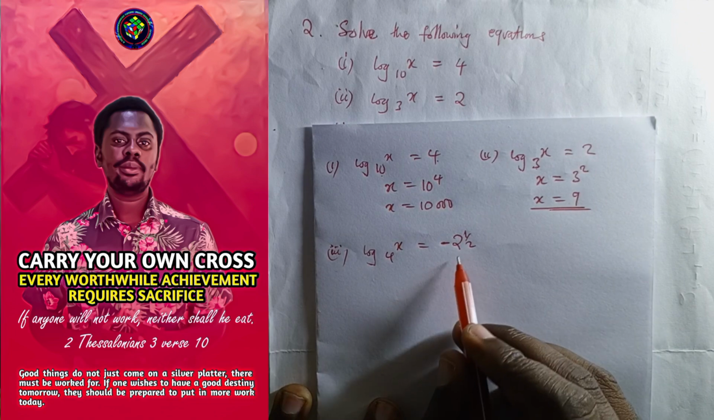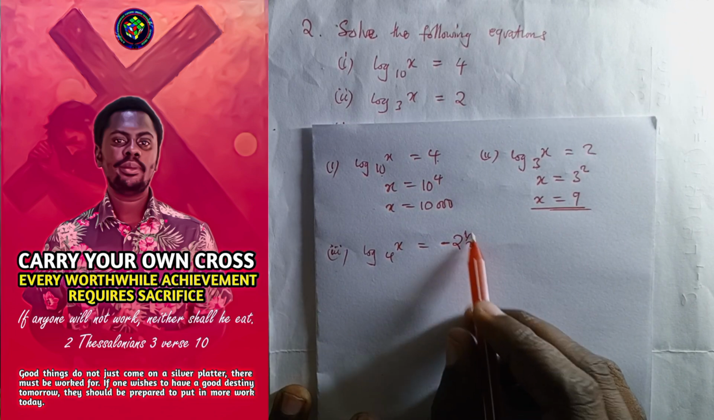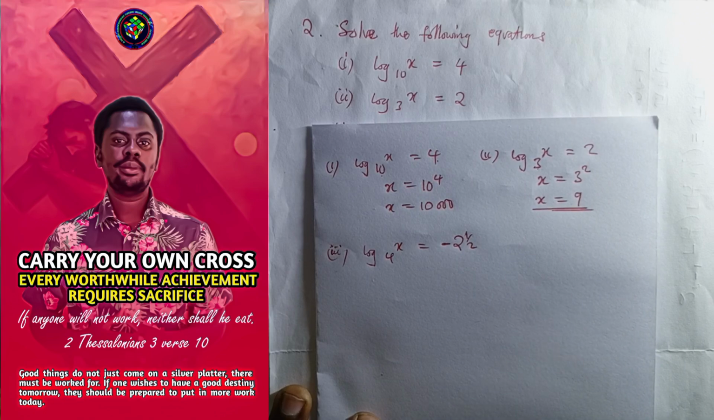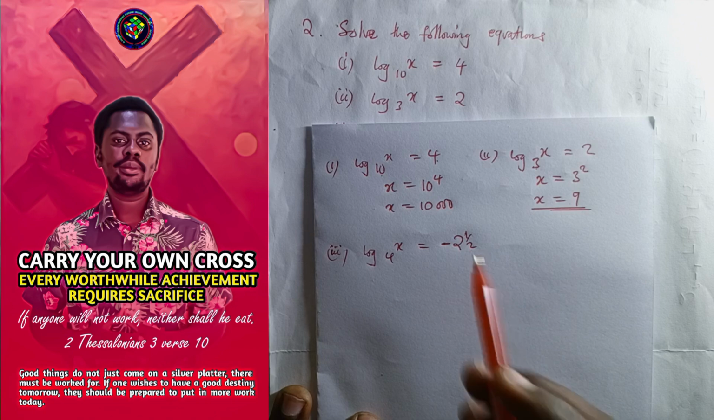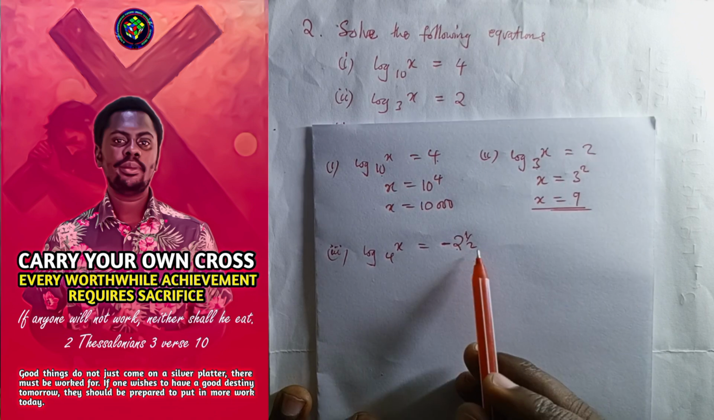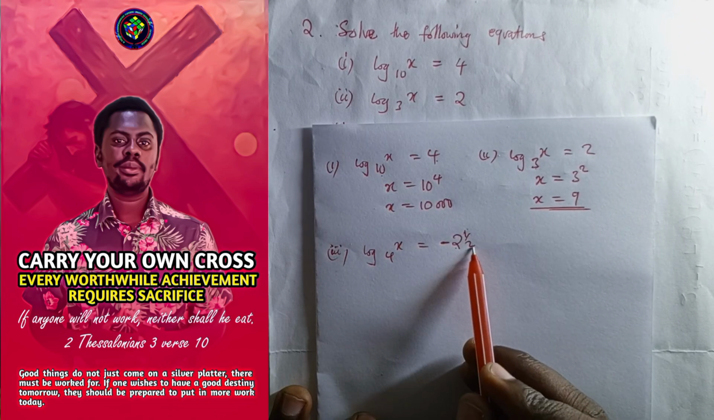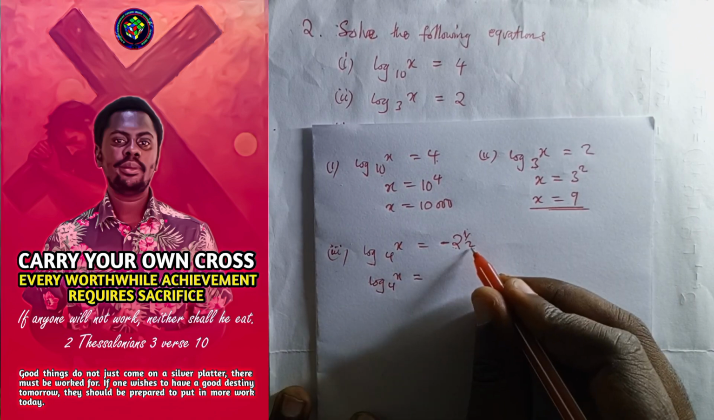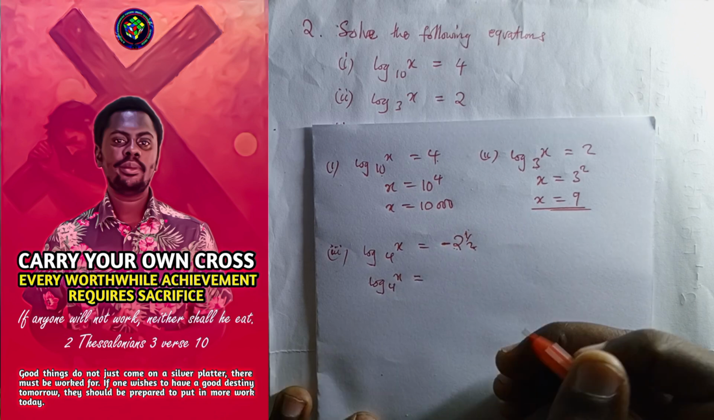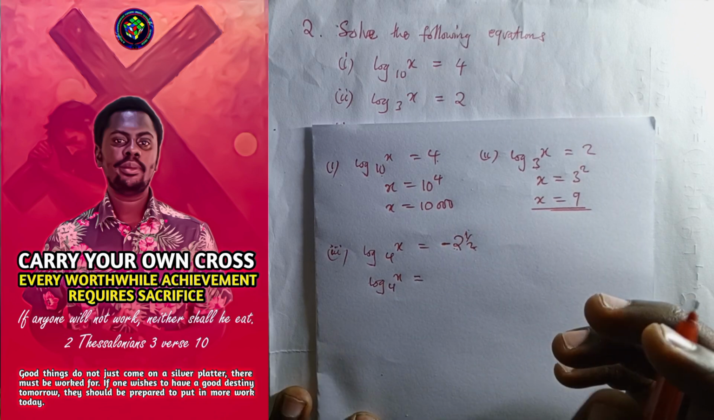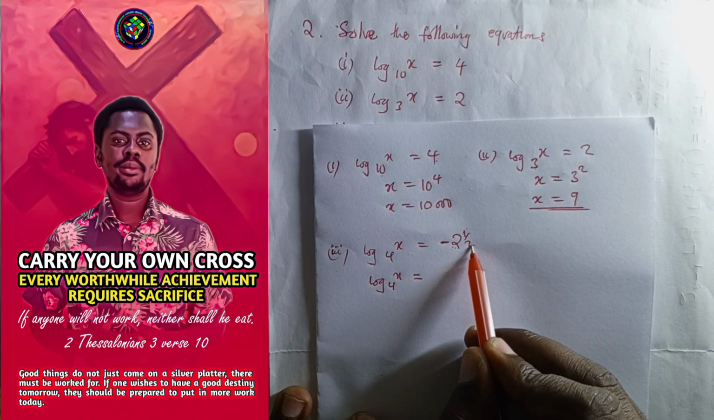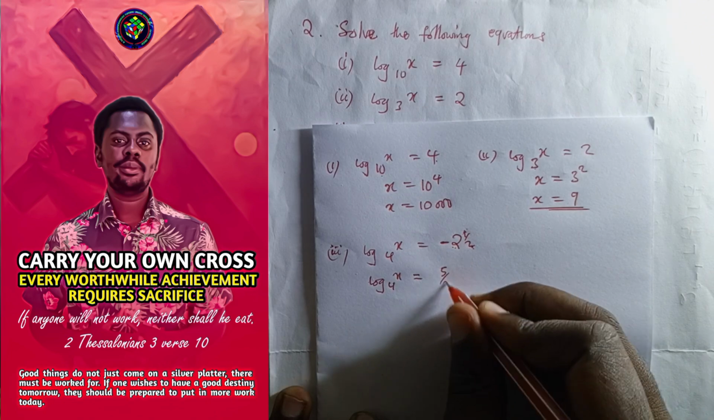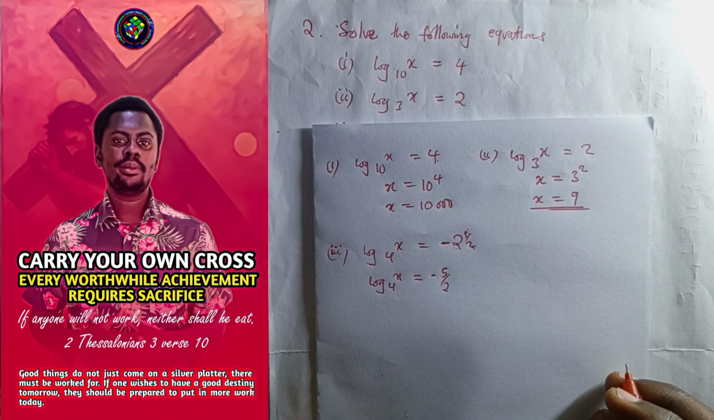Here, since we have a mixed fraction, the first thing is to convert this to an improper fraction. To convert, you multiply the denominator by the whole number, then add the numerator over the denominator. So we have log of x base 4 is equal to negative 2 times 2, which is negative 4, plus 1. It's 2 times 2, that is 4. 4 plus 1, that is 5. So you get negative 5 over 2. Now we can express this in index notation.